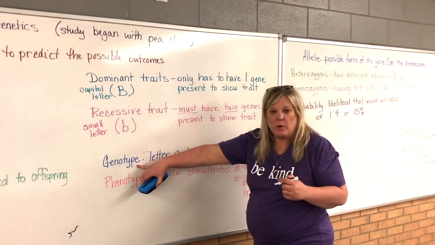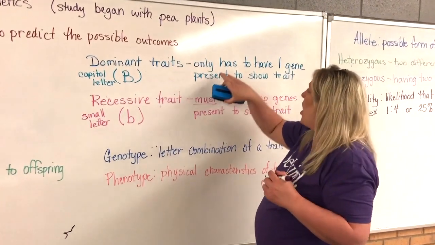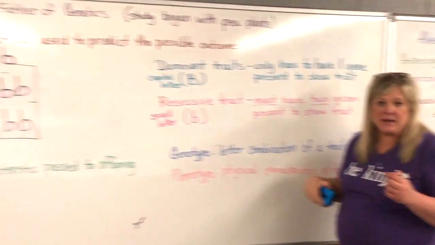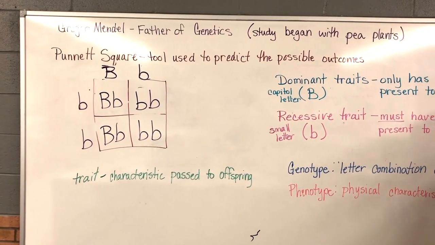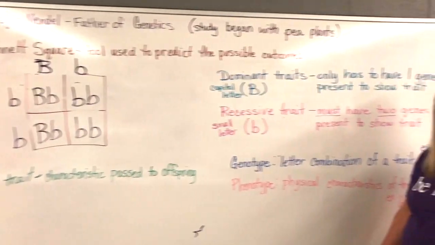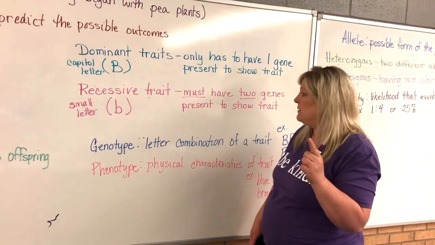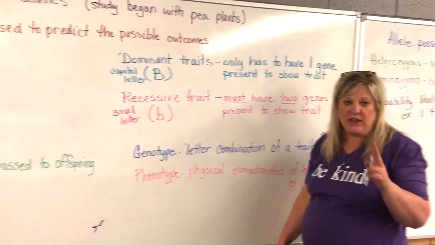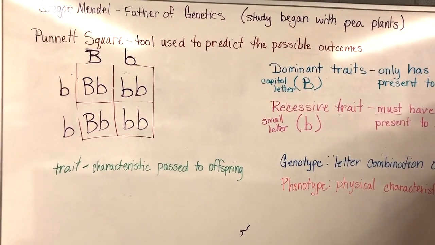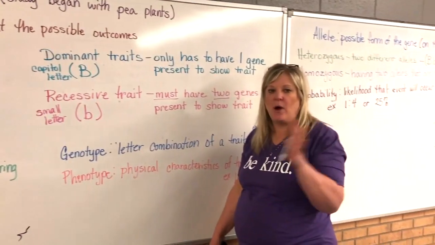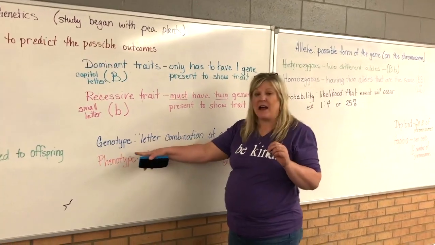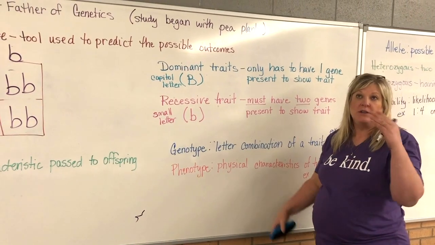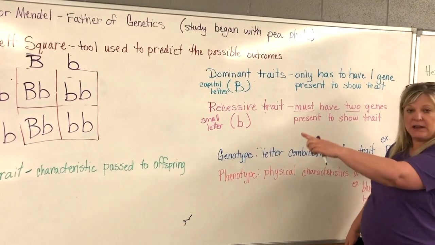Now, the words we have here. Dominant only has to have one gene present to show the trait, like in our Punnett Square. If it has one big letter, or one dominant, that's what it's going to be. Recessive has to have two of those genes for it to show up. If it doesn't have two, it can't show up. Phenotype means the letter combination. In other words, it shows you dominant gene and recessive gene, like in the Punnett Square.